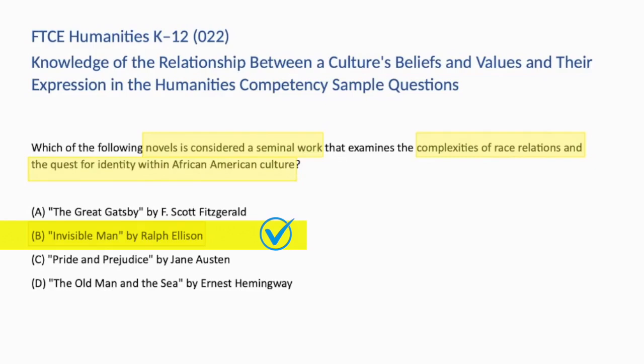The correct answer is B. Invisible Man by Ralph Ellison. Published in 1952, Invisible Man is a profound literary work that delves into the social and intellectual issues facing African Americans in the early 20th century, including the struggle for identity and the impacts of racism. Ellison's novel is renowned for its exploration of these themes and is considered a pivotal work that has influenced cultural discussions about race and identity in America.